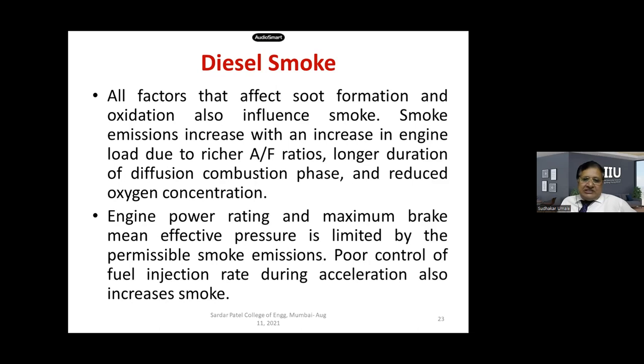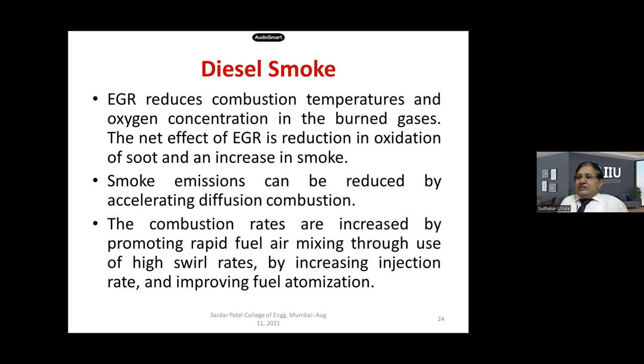Poor control of fuel injection rate during acceleration also increases smoke. Exhaust gas recirculation reduces combustion temperatures and oxygen concentration in the burned gases. The net effect of EGR is a reduction in oxidation of soot and an increase in smoke. Smoke emissions can be reduced by accelerating diffusion combustion.